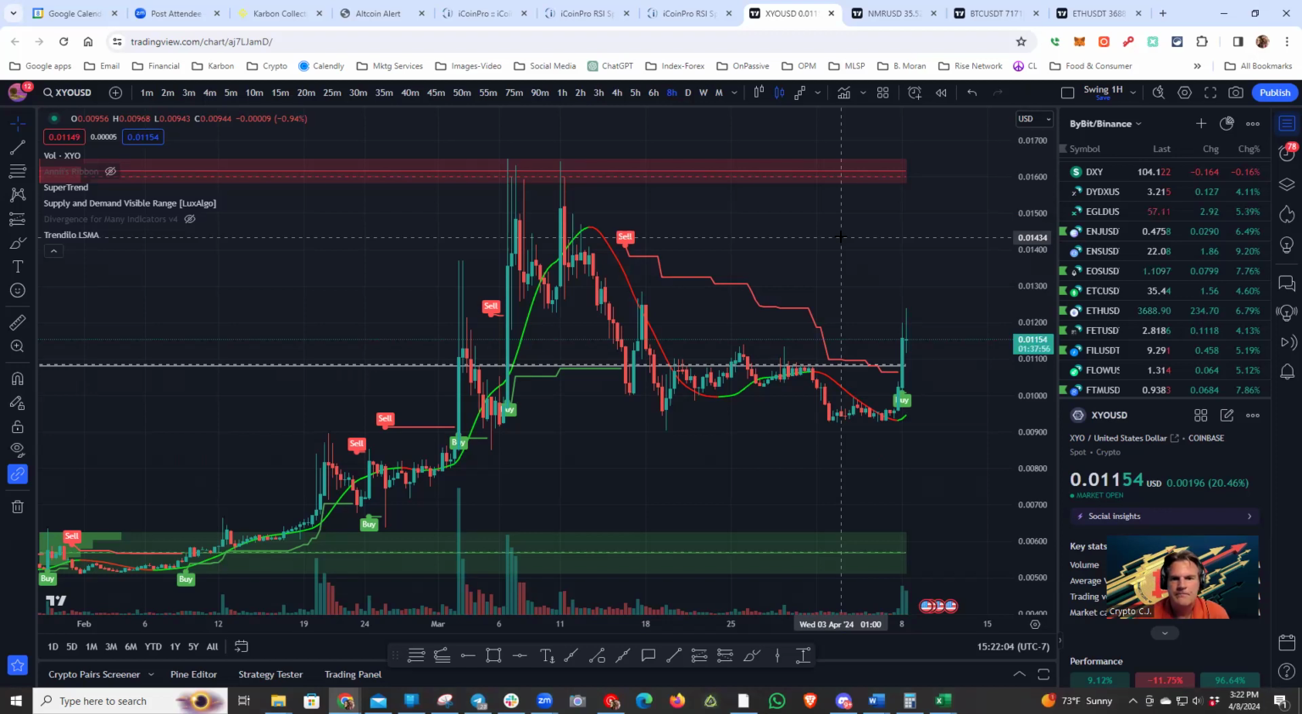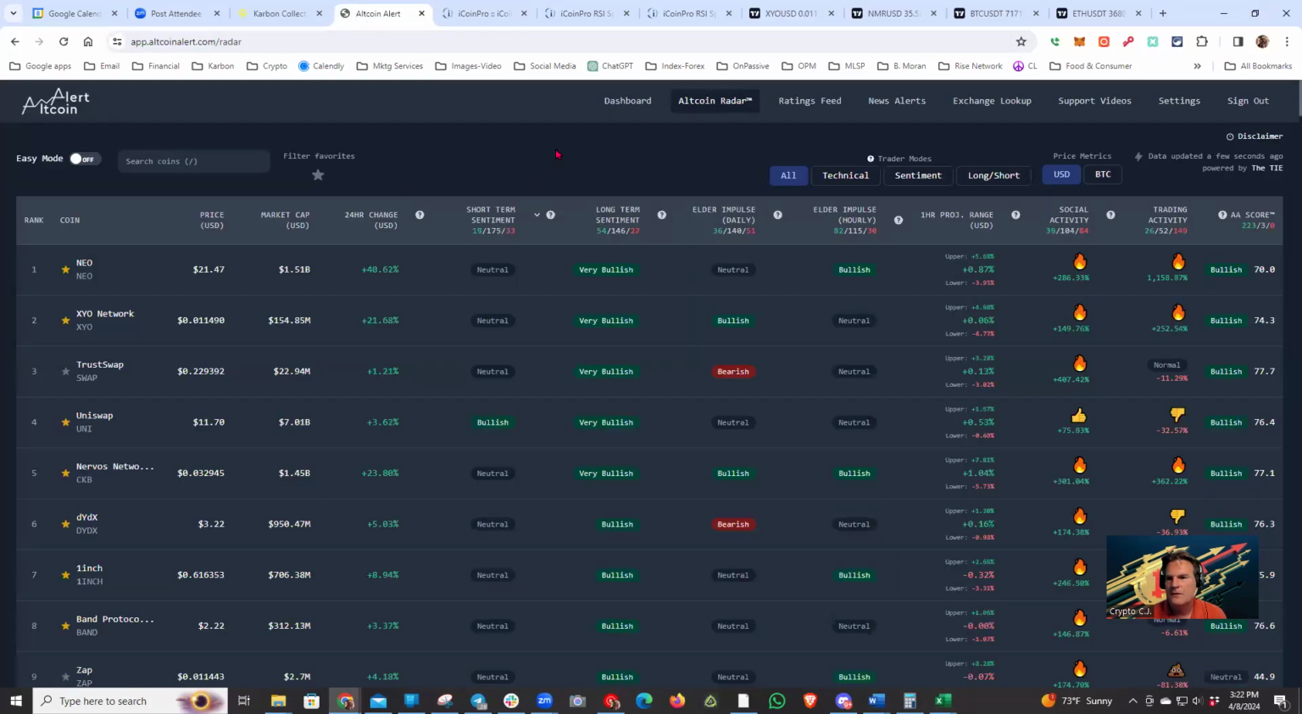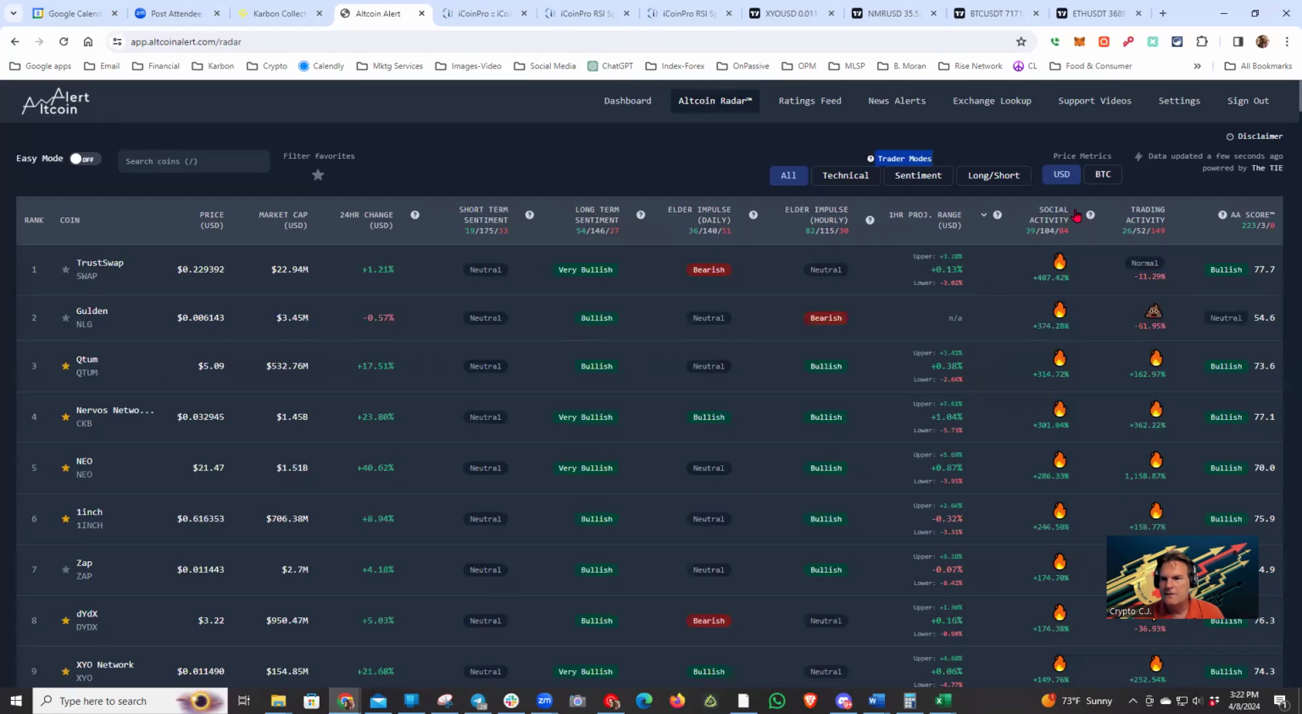Okay, I think that takes care of XYO. And we have time for one more search on Altcoin Alert. So we've looked at the AA score and the long-term sentiment. Let's look at social activity. I'm going to match this up with trading activity. I use this for shorter, more day trades. And I match up fire and fire, or fire and thumbs up. I don't match up fire and poop.